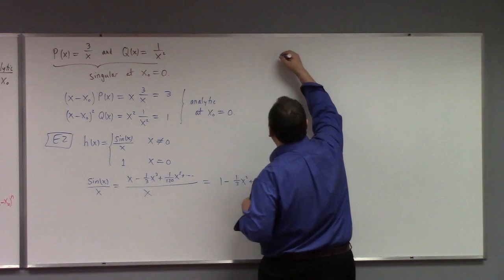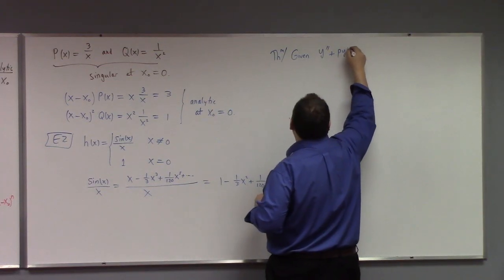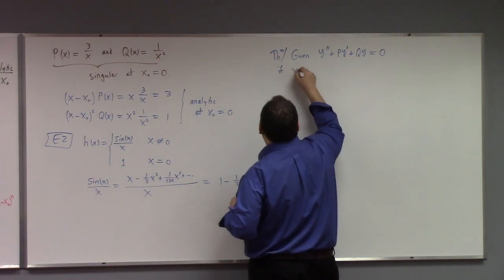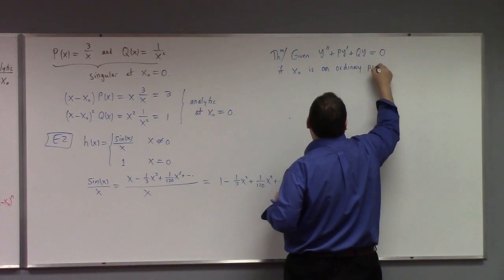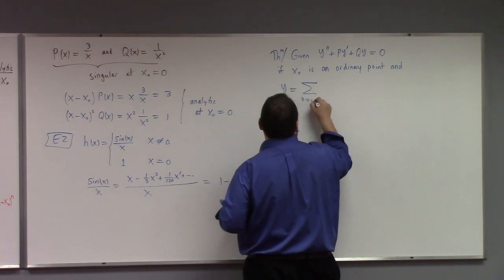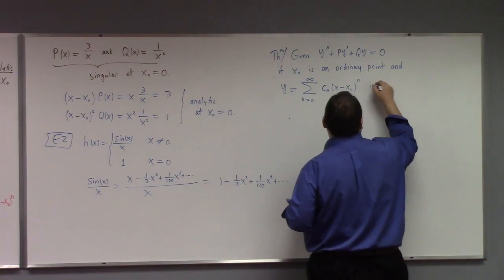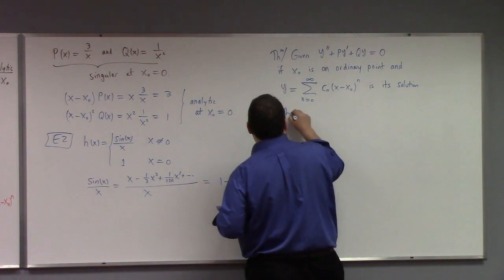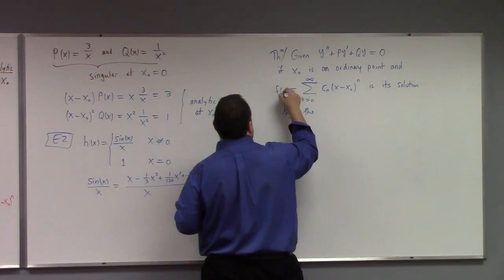So here's the big theorem I want to teach you guys. Theorem. Given y prime prime plus py prime plus qy equals 0, if x naught is an ordinary point, and y equals the sum, n equals 0 to infinity, of c_n times (x minus x naught) to the power n is its solution, let me call it f of x instead of y. F of x equals that.